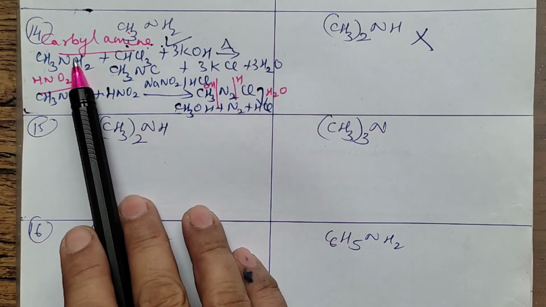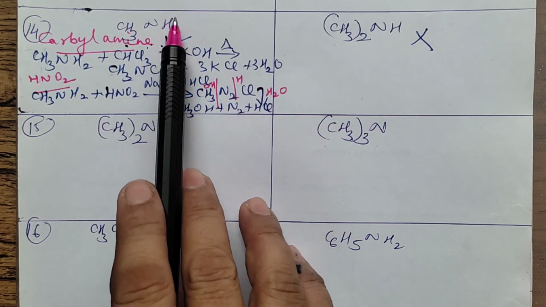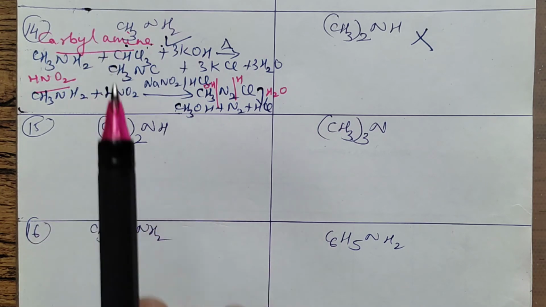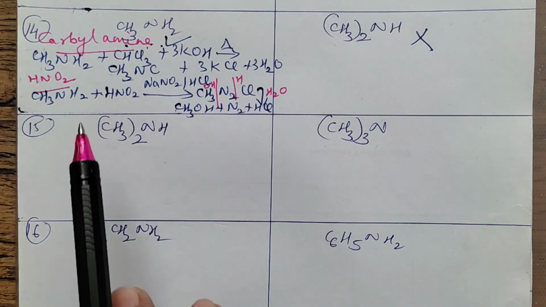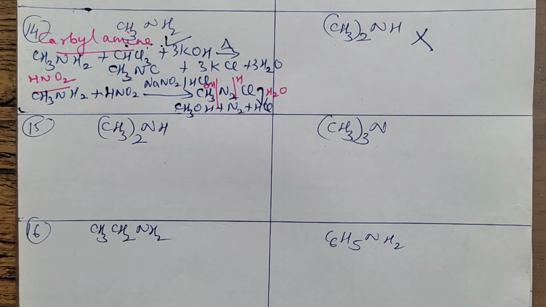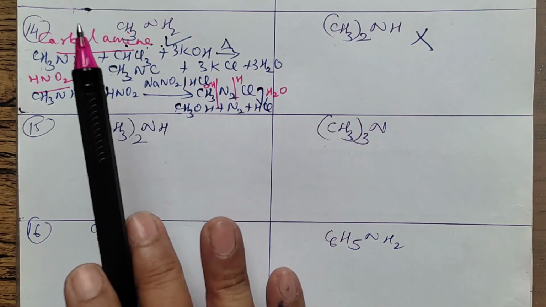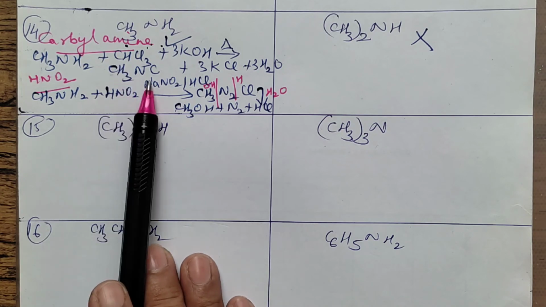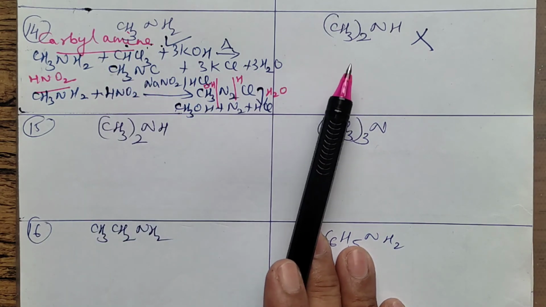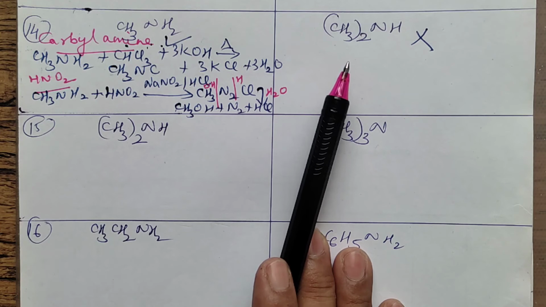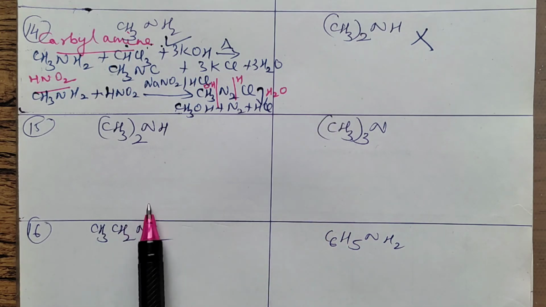So 1 degree amine will be giving the carbylamine test. It will also be giving the nitrous acid test. Apart from that, you can also use the Hinsberg test. The Hinsberg test is given by 1 degree and the product is soluble in alkali. 2 degree gives but the product is not soluble in alkali. That I will consider here.